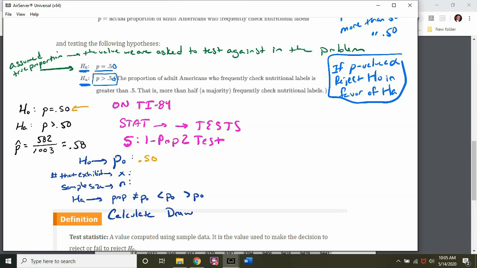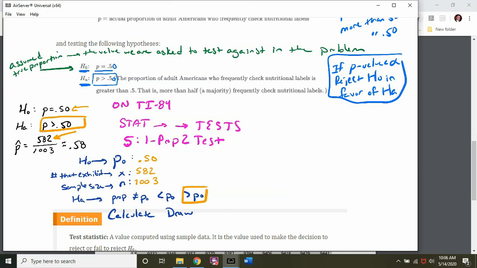X is the number that exhibit the trait. That was the actual 582 here. N is the sample size. That is 1003. Now, for which one of these tests we want to run, just look at H sub A. We want to test greater than P sub 0. So we're going to highlight this one. You just use your arrow to highlight that and hit enter. You should see that it's highlighted.